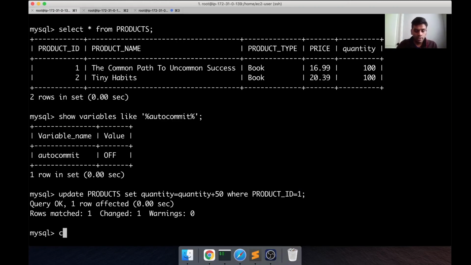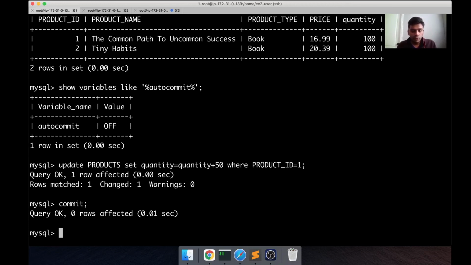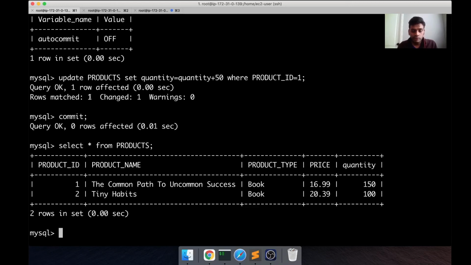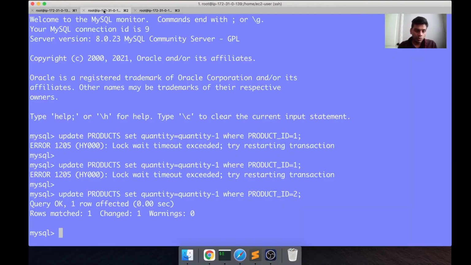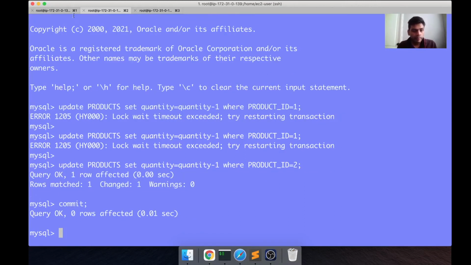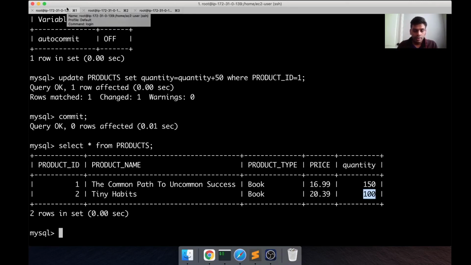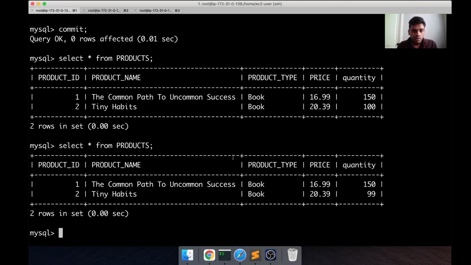At this point, let's say the seller has completed updating the inventory. If you look at the data now, it looks different because this has been updated to 150. This one hasn't gone down because buyer one is still in the process of buying the book, since the commit has not happened yet in the application. Then if we look at the data again, the quantity has gone down.